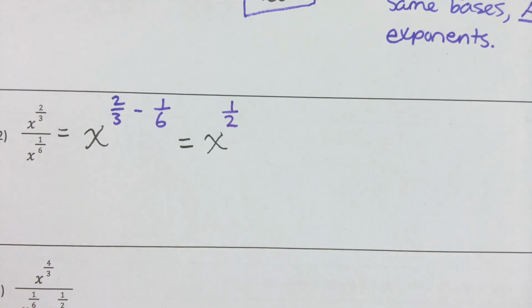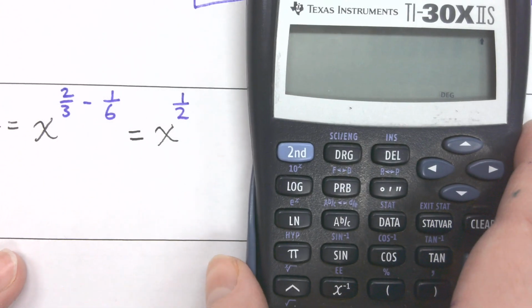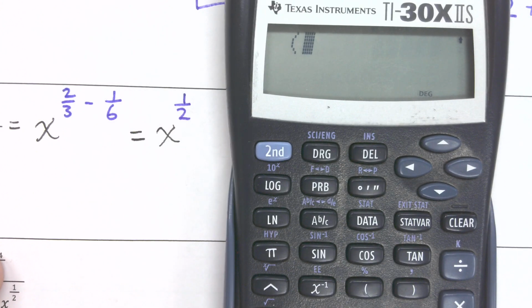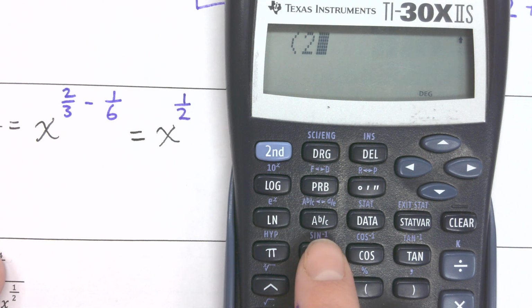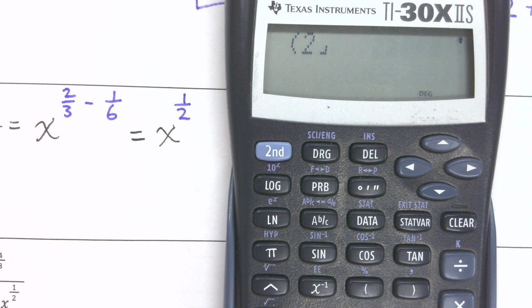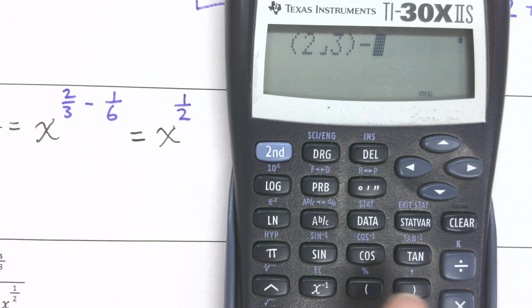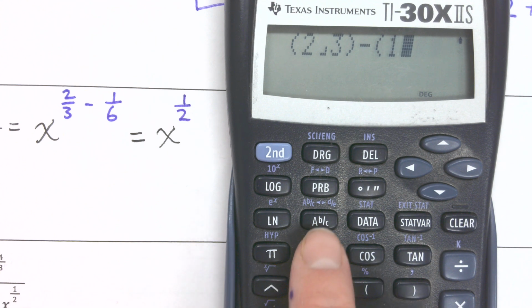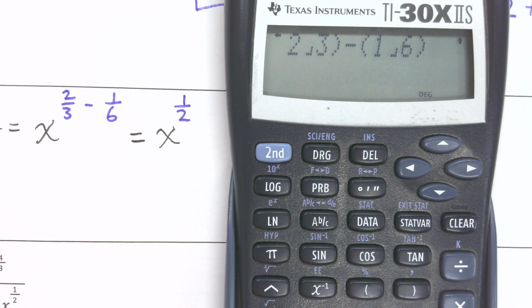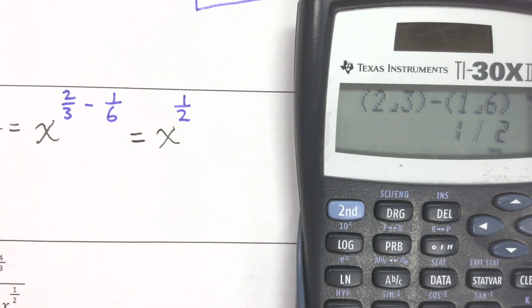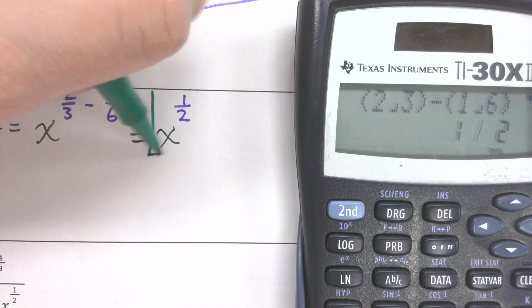The other type I'll go a bit quicker because, like I said, the buttons are the same. The placement's just a little different. So other calculator, we have 2. And then again, ABC button, it's in the middle, 3 down. Looks the same. 2/3 minus 1/6. And it will give you the same answer, 1/2. And this is our answer, x to the 1/2.